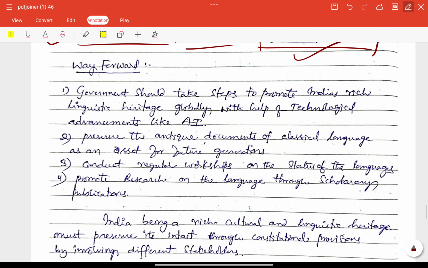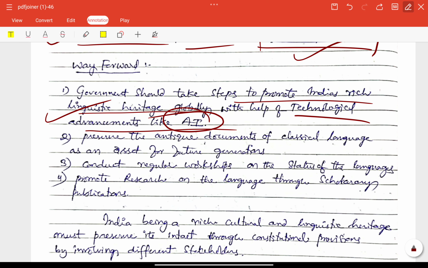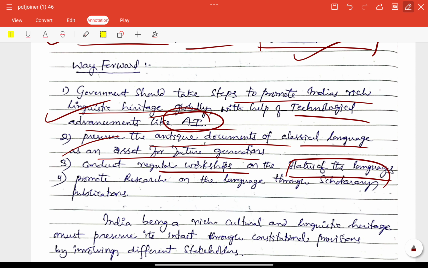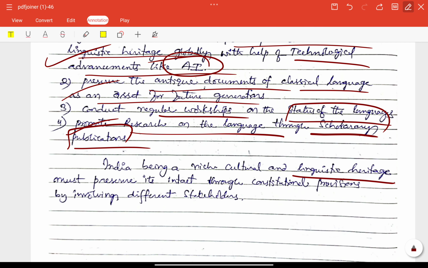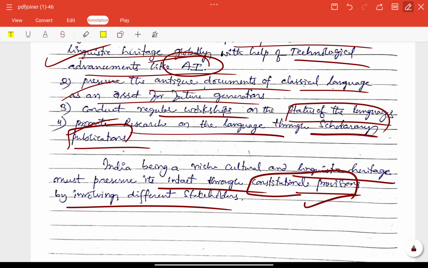Very good. Next, way forward: the government should take steps to promote India's rich linguistic heritage globally with the help of technological advancements like AI. Very good. Preserve the antique documents of classical languages as an asset for future generations. Conduct regular workshops on the status of the languages. Promote research on the languages through scholarly publications. Very good. Next, India, being of rich cultural and linguistic heritage, must preserve it intact through constitutional provisions by involving different stakeholders. Very good. Here, a very good conclusion is written, with a connection to our constitutional provisions also.